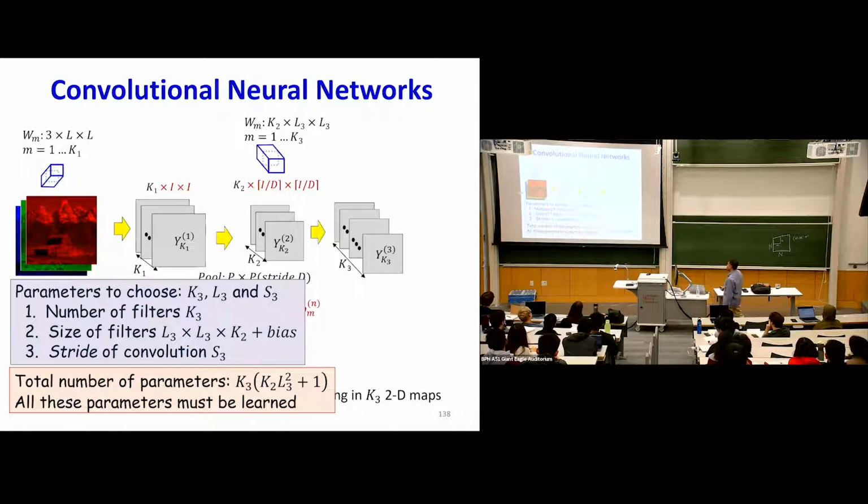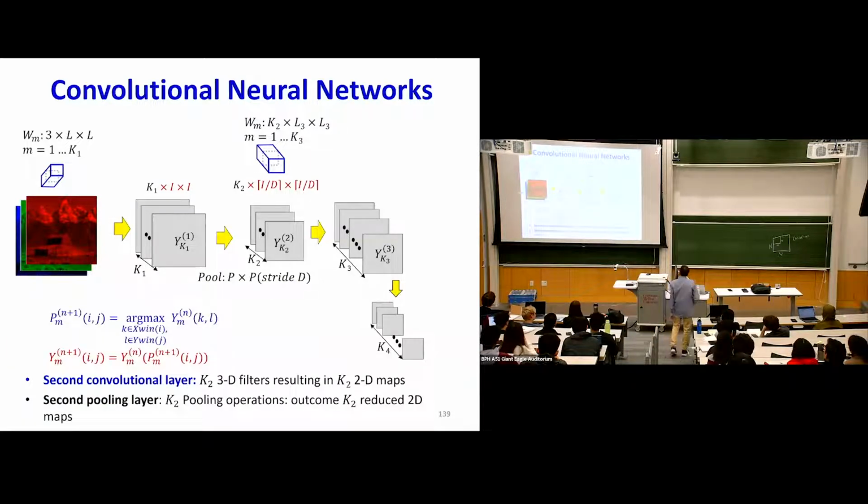So the parameters to choose are how many filters you're going to have in this layer, the size of the face, and the stride. And then the parameters that you'd have to learn are going to be the number of filters times L squared plus 1 times K2, where K2 is the number of channels. So for each filter, you're going to be learning K2 L squared plus 1 parameters: number of channels times the face plus the bias.